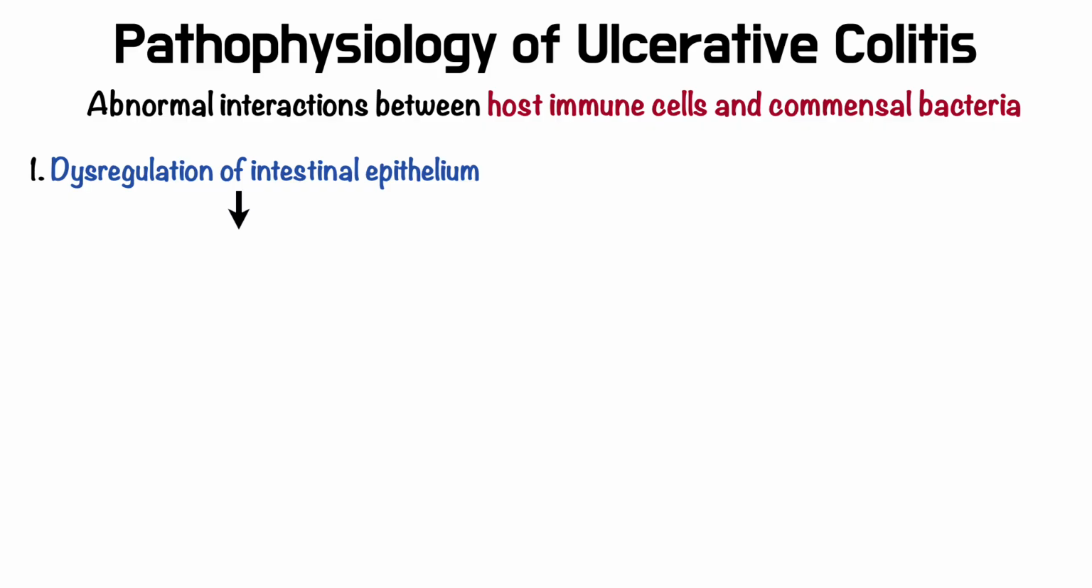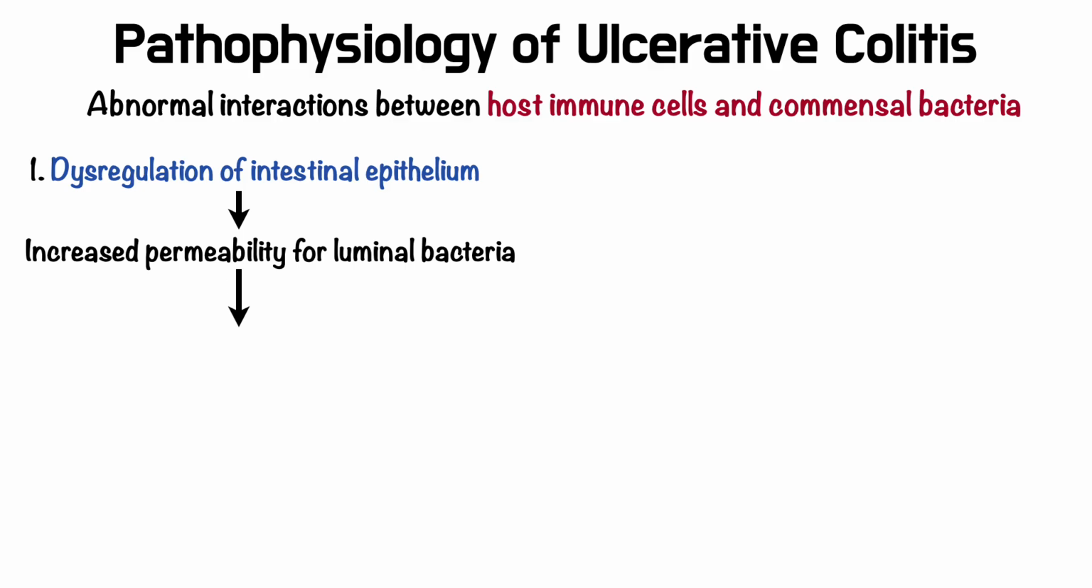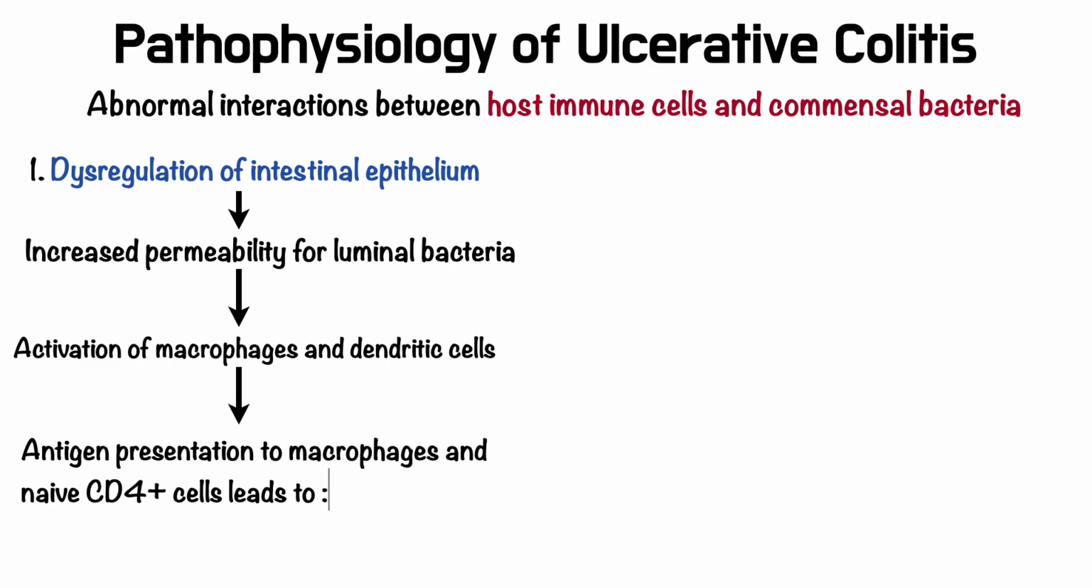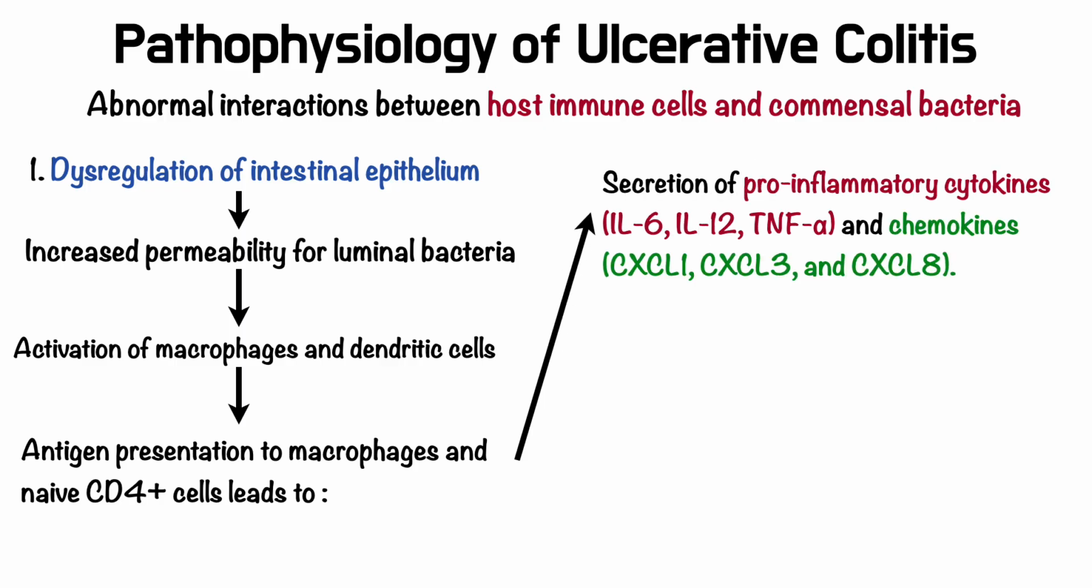Dysregulation of the intestinal layer will lead to an increase in permeability for luminal bacteria. That bacteria will be presented to macrophages and dendritic cells, the antigen presenting cells. Antigen presentation happens, and that will lead to four different events. The first one is secretion of pro-inflammatory cytokines like interleukin 6, 12 and TNF alpha, and chemokines like CXCL1, CXCL3 and 8, which will lead to the inflammation.